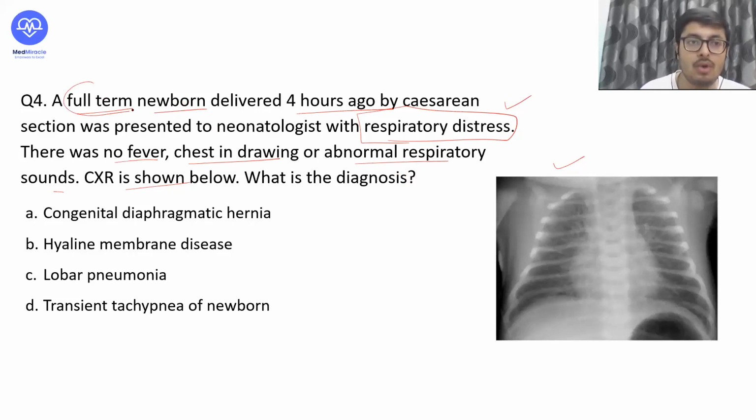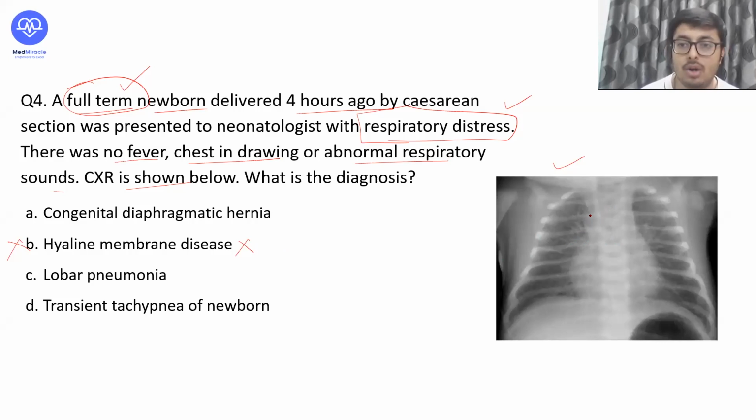So basically this was a full term newborn, right? And as soon as I read this word full term, I should remove this option from my consideration. Hyaline membrane disease is a condition which produces respiratory distress only when the child is preterm delivered, right? Because it is a surfactant deficiency situation, it will affect only the prematurely delivered babies, right? Never the full term babies. Otherwise this type of chest x-ray finding can be seen in hyaline membrane disease if this is a premature birth, right?